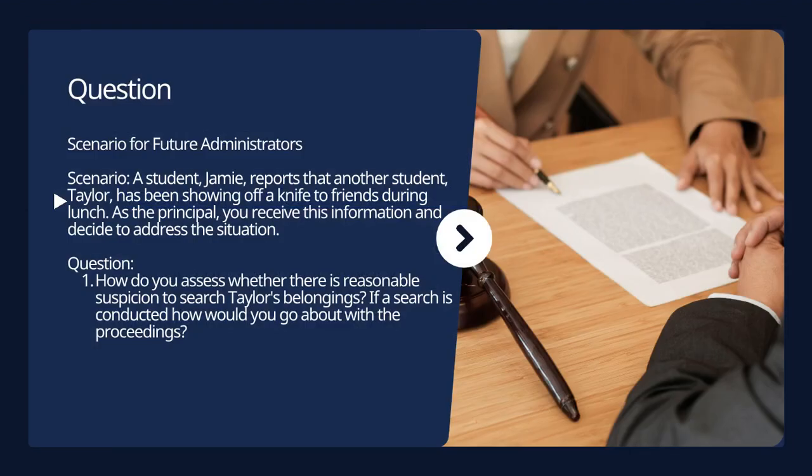As future administrators, how would you handle the following scenario? Scenario: a student, Jamie, reports that another student, Taylor, has been showing off a knife to friends during lunch. As the principal, you receive this information and decide to address the situation. Question: how do you assess whether there is reasonable suspicion to search Taylor's belongings? If a search is conducted, how would you go about the proceedings?